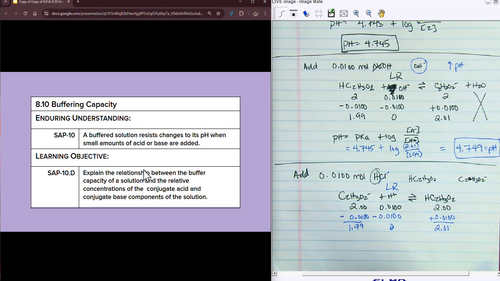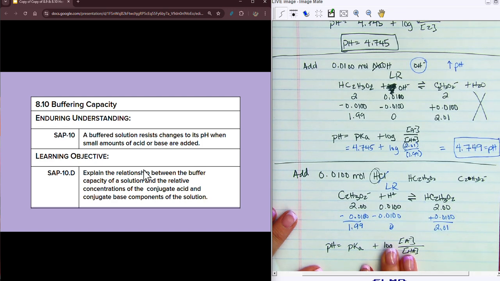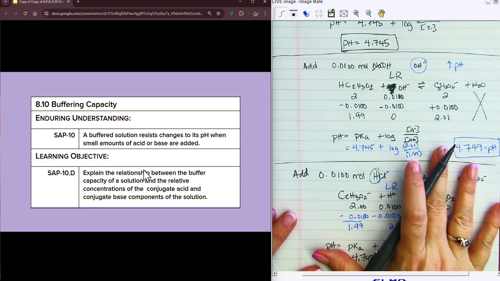Well, I'm still solving for the pH. I still have a weak acid, so my formula is still the pH equals the pKa plus the log of the concentration of the conjugate base over the concentration of the acid. I want you to write it out because it helps you talk yourself through what is going on. So the pH equals the pKa, which is 4.745, plus the log. Now, freeze, put the brakes on.